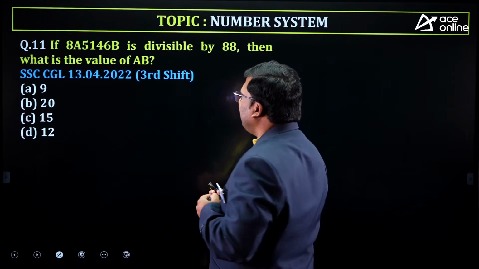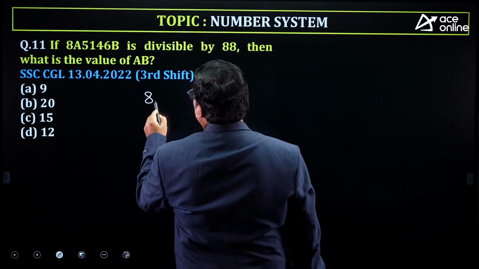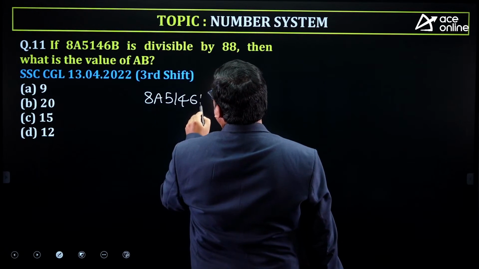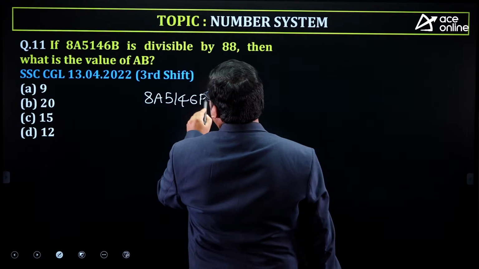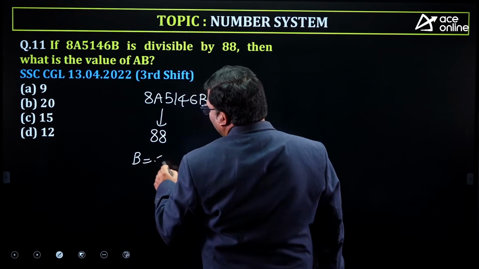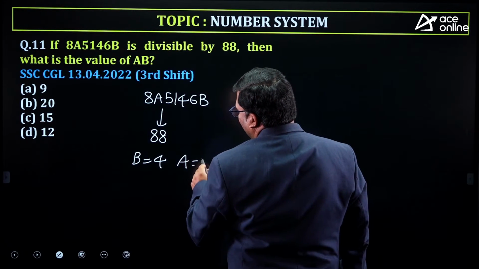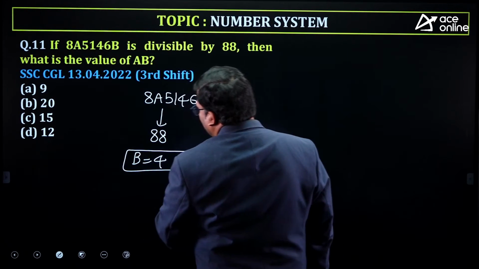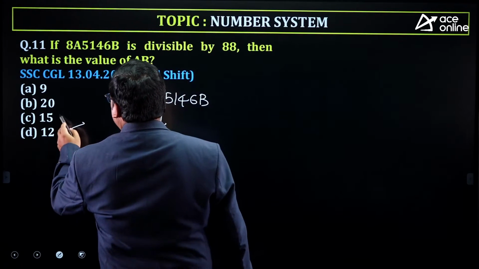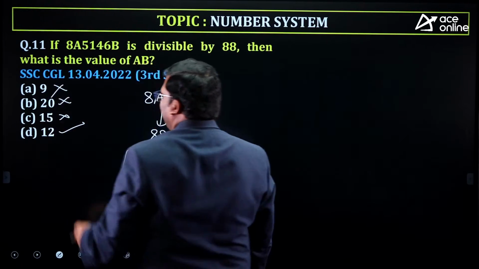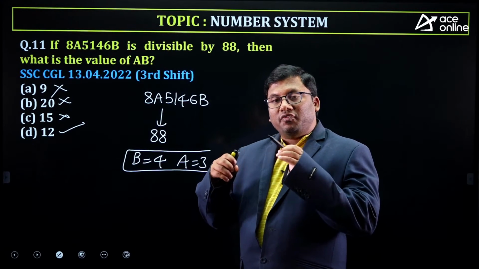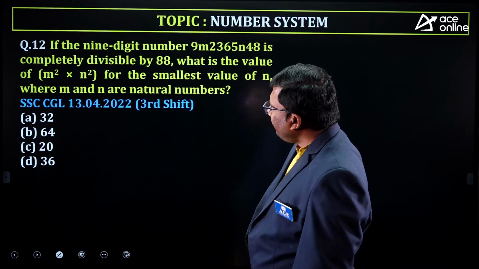Next one. We already did this question: 8A5146B. What will happen if it is divided by 88? We got b value 4 and a value 3. So a into b will be 4 threes, which are 12. I hope the idea is very much clear to you.